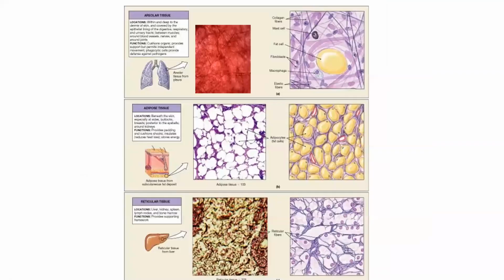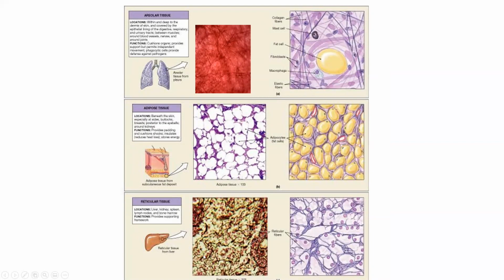Moving forward here to several examples of loose connective tissue. Here's a loose areolar where you see the matrix in the background. This is adipose tissue. Adipose tissue I best compare to a honeycomb appearance. And this is reticular tissue.